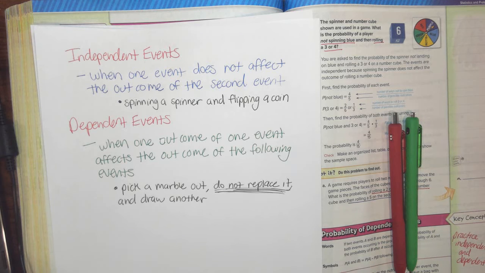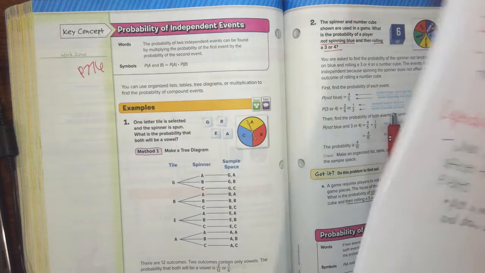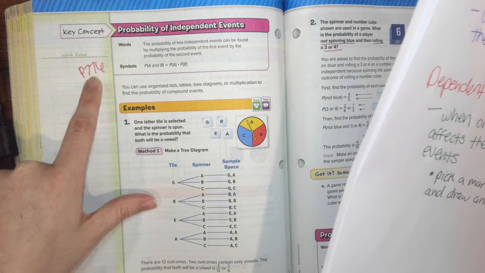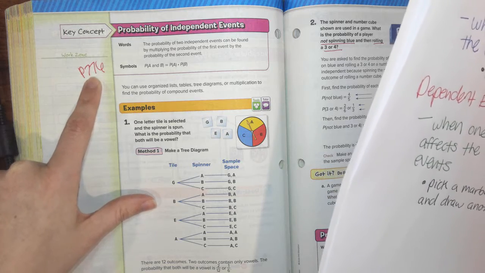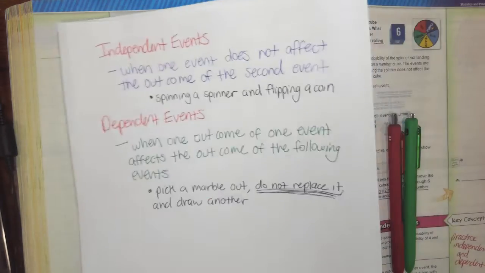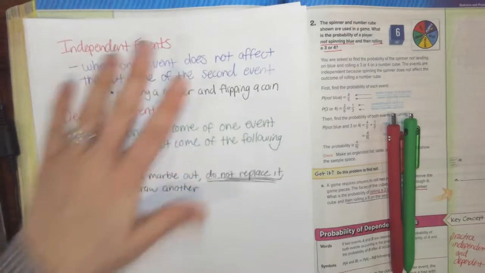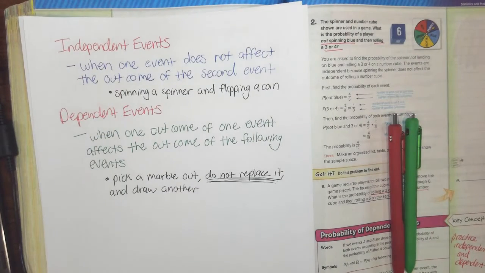Hi, so today we're doing Chapter 9, Lesson 7. So you'll turn to page 776 in your book. We're doing independent and dependent events today. And I think it's going to be easiest if we just talk about the two vocabulary terms right at the very beginning before we get started.